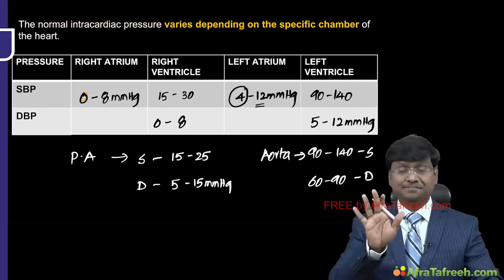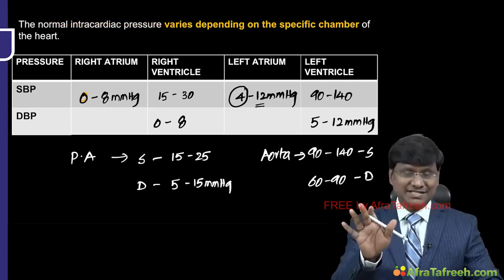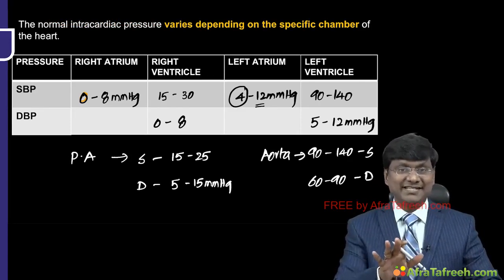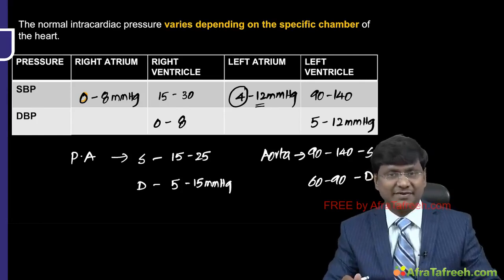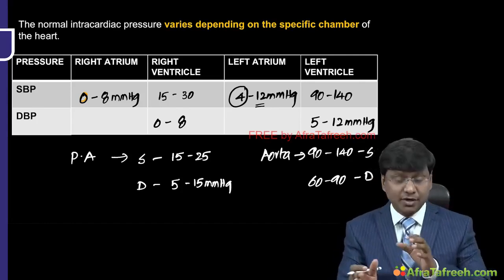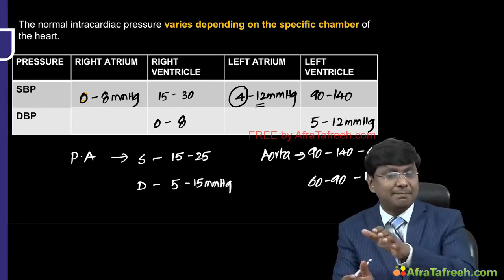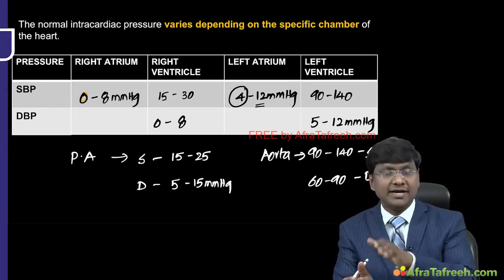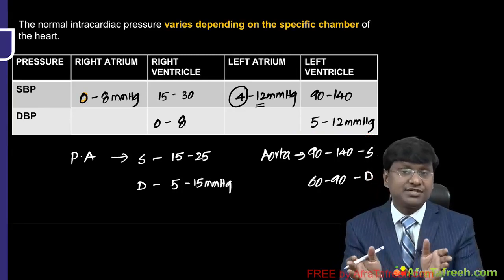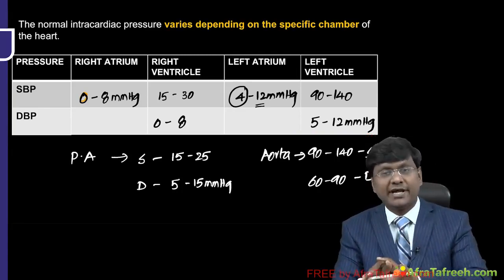So this is about the normal chamber pressures during systole and diastole, as well as within the great vessels. Now why are we discussing this? Because I want to explain to you what will happen in cardiac tamponade. What will happen to the pericardial pressure in cardiac tamponade? That is what I wanted to discuss.